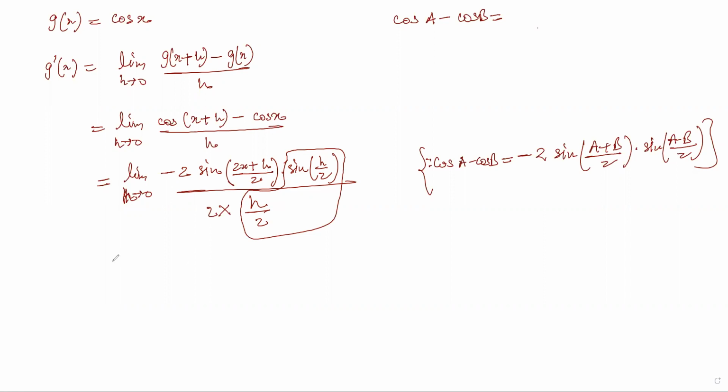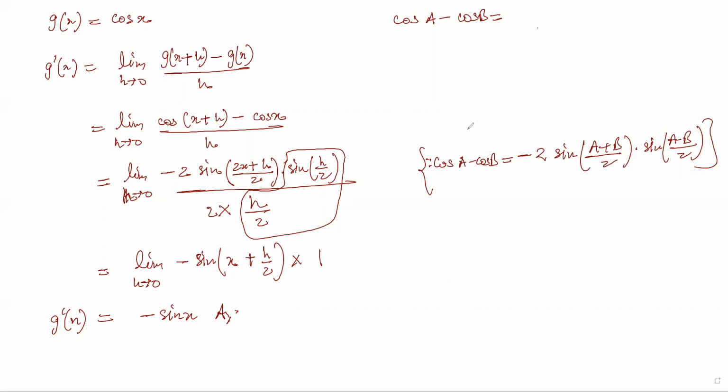If you put h here, you will get limit h tends to 0, minus, and this 2 gets cancelled out. So this is sine of, let's separate this 2, 2x by 2, which is x plus h by 2. And this is 1. Now, if you put h as 0, you get minus sine x. So the differentiation of cos x is minus sine x.